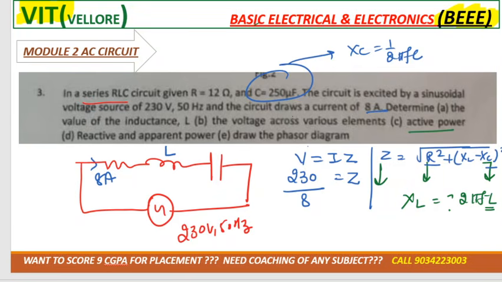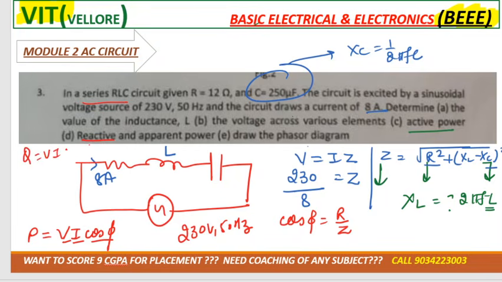Then we need to calculate active power. Active power formula is P is equal to VI cos phi. I we know, cos phi is R by Z, right? Reactive power is Q is equal to VI sin phi. Apparent power S. Apparent power is also known as complex power. S is equal to VI, as in the phasor diagram.